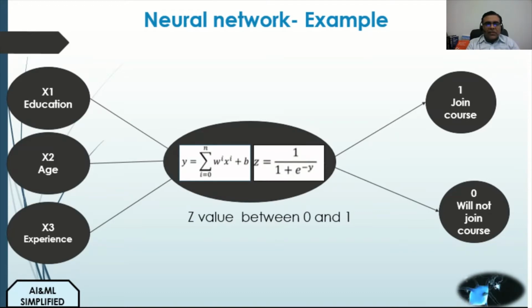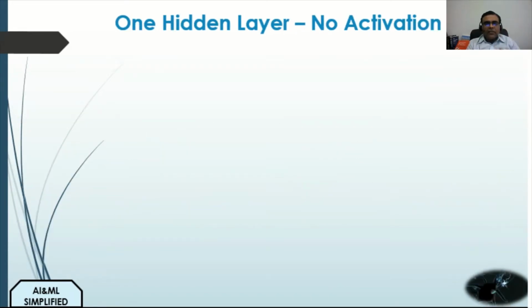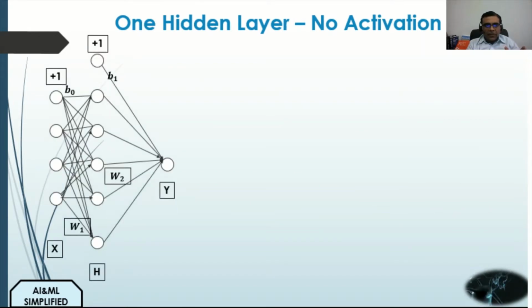So let's consider a scenario where we add one more hidden layer to this neural network and we pass on the values from the hidden layer directly without applying any activation function to the hidden layer. So if we do not apply an activation function to the hidden layer, we are just passing on the values directly from this hidden layer.